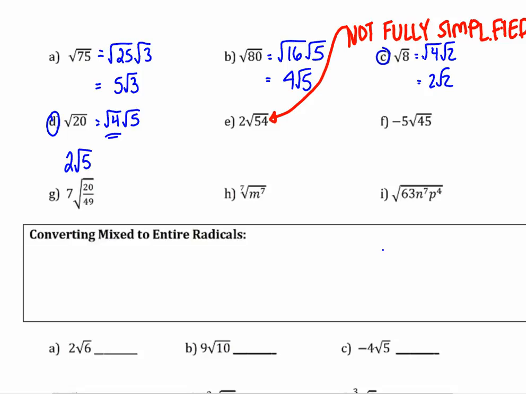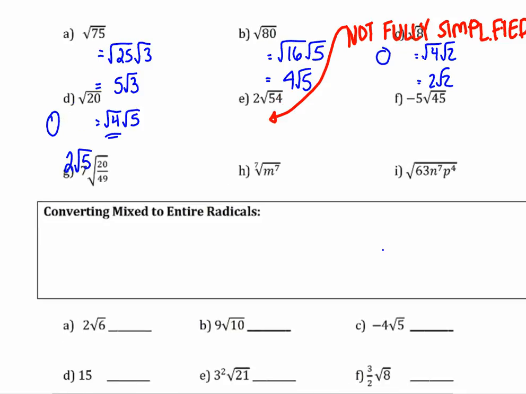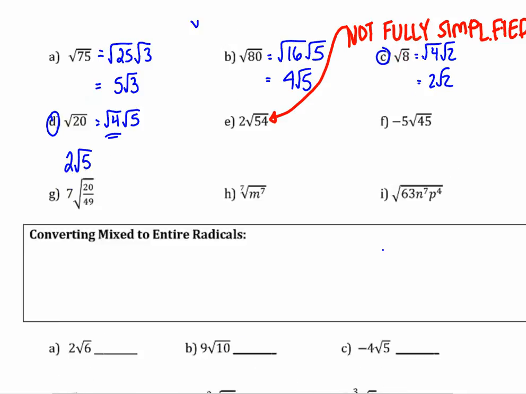Okay, not fully simplified. Why is this not fully simplified? 54 isn't prime. Well, okay, that's one way to describe it. What else? Not just that it's not prime, because root 6, for example, is not prime but it's fully simplified. So specifically, what is divisible by 54? Is there a perfect square? 9. So it's divisible by a perfect square, therefore it's not fully simplified.